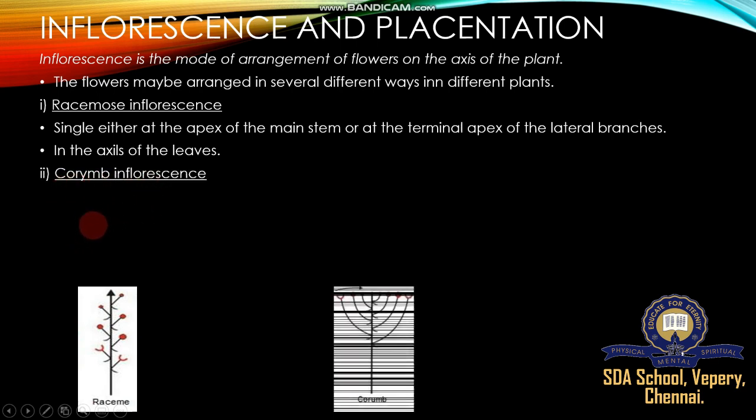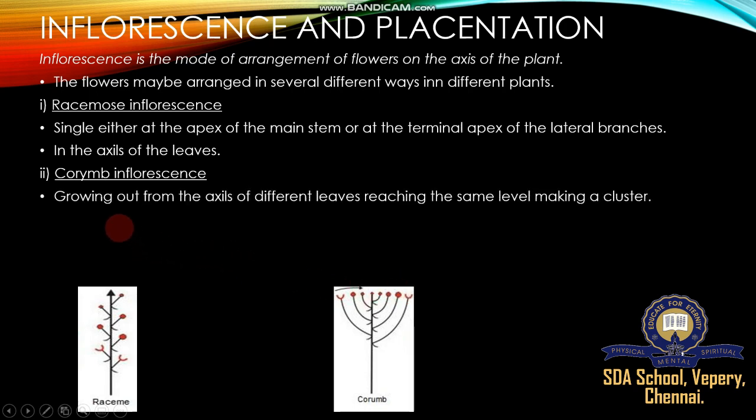Corymb inflorescence. Here, comparing the peduncle and pedicel, the flower stalks, the pedicel length is different: some pedicels are lengthy, some very short, but all the flowers are at the same level. This is called corymb. Corymb inflorescence grows out from the axil of different leaves, reaching the same level and making a cluster. All the flowers are arranged at the same level, making a cluster, which comes under corymb inflorescence.